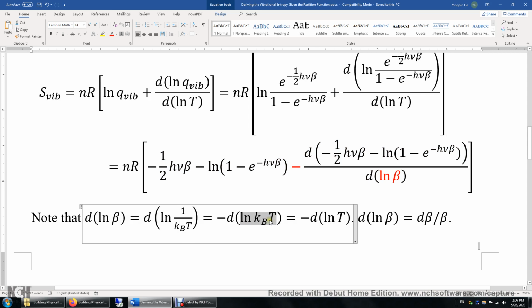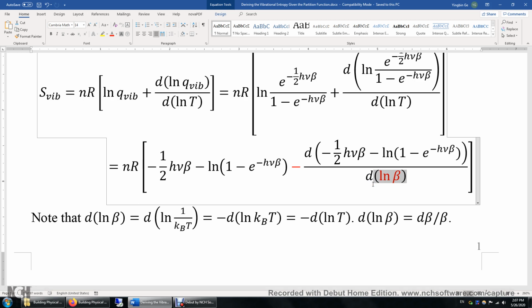I'm sorry, the exact differential of ln kB is 0 because ln kB is a constant. The exact differential of any constant is 0. So we have d ln beta is equal to negative d ln T. That's why we have this negative here, and we replace this d ln T with d ln beta. All right? So basically, it's equivalent to this.